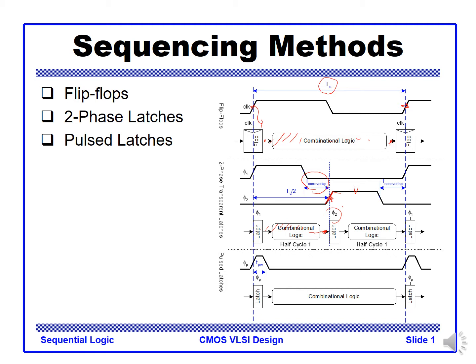And then once phi 2 goes up, the data is again launched onto the second latch output, and then passes through, ripples through the combination logic and waits for phi 1 to go up.